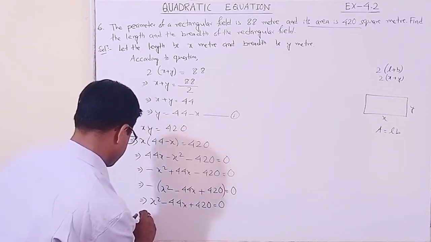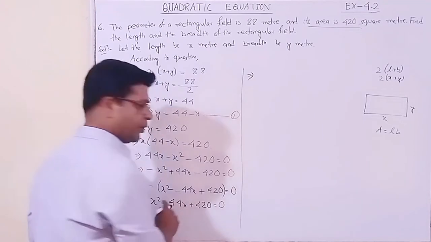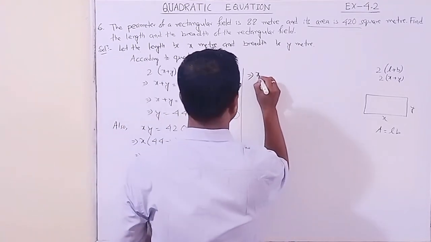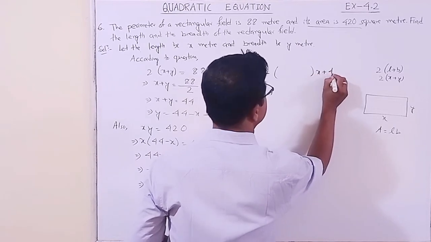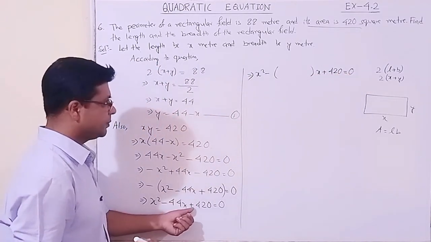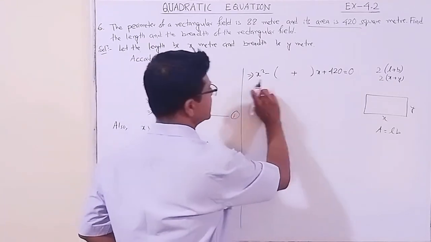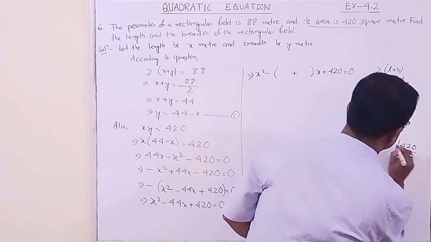Now here let us do the remaining part. Let us write the format of it. X square minus, then this is x plus 420 is equal to 0. We can check here, this is plus, so here in the middle there will be plus. Now let us do the prime factorization of 420. What is it? Let us check.